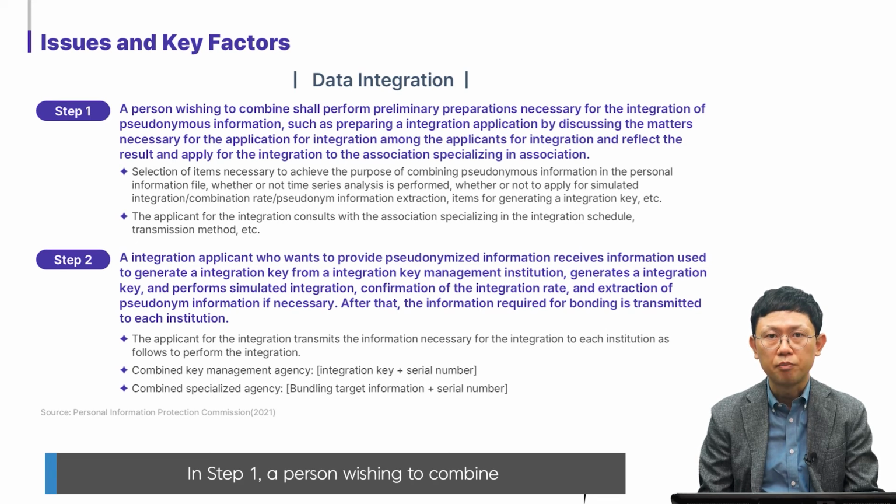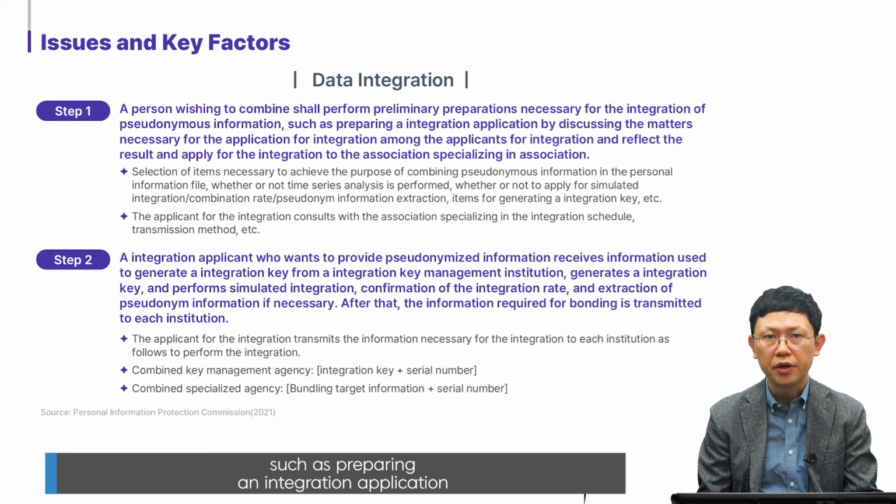In step 1, a person wishing to combine shall perform preliminary preparations necessary for the integration of pseudonymous information, such as preparing an integration application by discussing the matters necessary for the application among the applicants, and reflect the result and apply for the integration to the association or specialized agency.